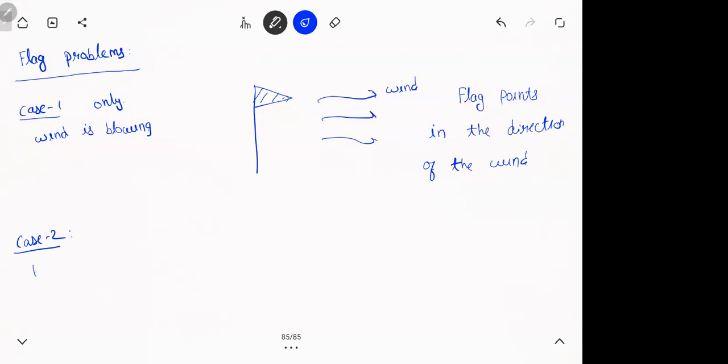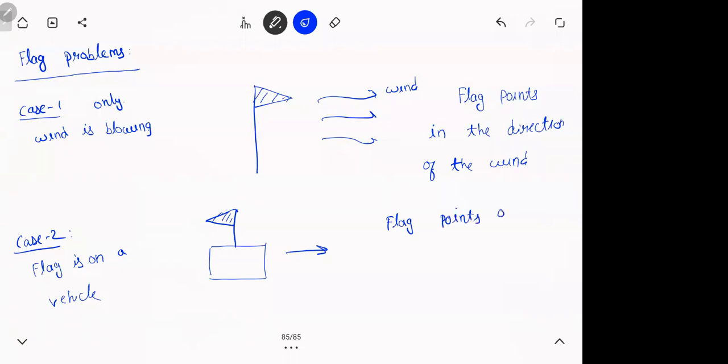Case 2, the flag is on a vehicle. So let's say I have a vehicle here with a flag and the vehicle is going this way. What will happen? The flag will point backward, no? If you're sitting in the vehicle, you will think the wind is going backward, relative. So if you're in a vehicle, the flag points opposite to the vehicle's motion. So there are two cases for the flags. Have a look at this. Anything you're not convinced about, please ask me.